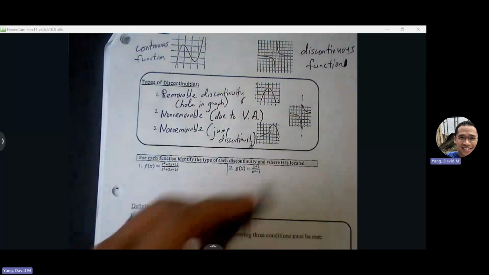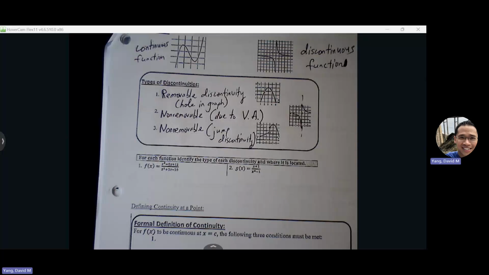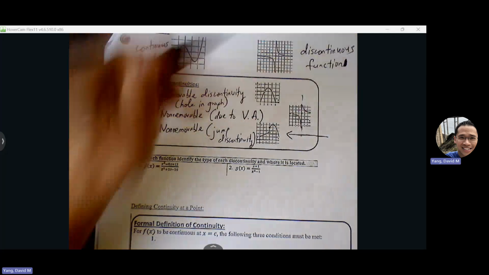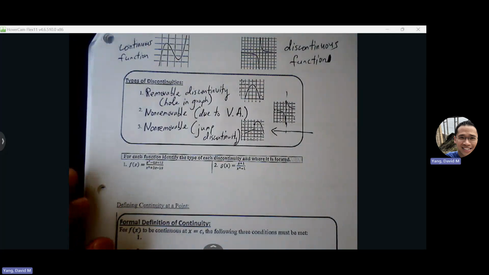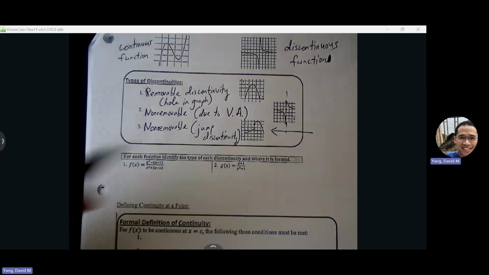And that's where we have one branch of the graph that stops and picks up at a different point and then continues. So basically, a lot of times, the way that this is going to look function-wise, it's going to be a piecewise function with a break in between.